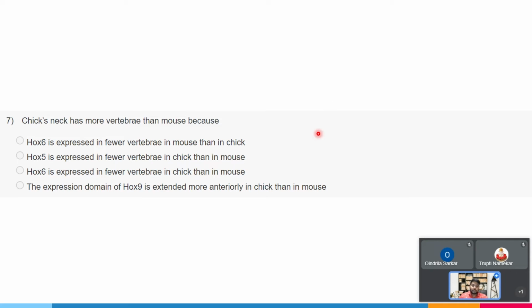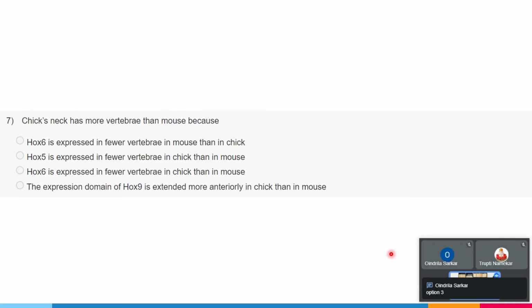So the options also tell us that this is related to the expression domain of HOX genes, but which HOX gene exactly is it, and which HOX gene's expression will give rise to an elongated neck in chick and not in mouse? There is only one correct option. So if anyone will try and answer this.